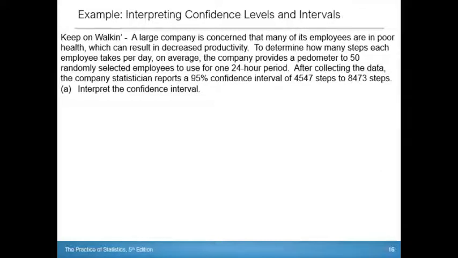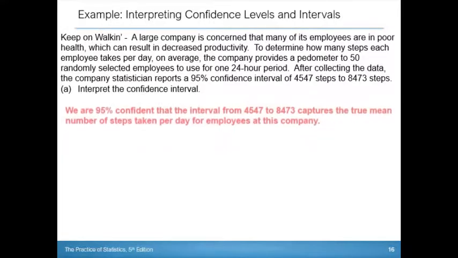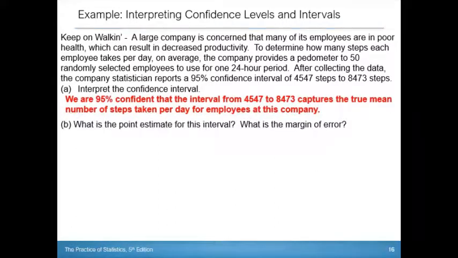All right, so interpret the confidence interval. Say what you're supposed to say in words. Pause this and write that down. All right, so we are 95% confident that the interval from 4547 to 8473 captures, and now you want to talk about the parameter in context, the true mean number of steps per day per employee for this company.